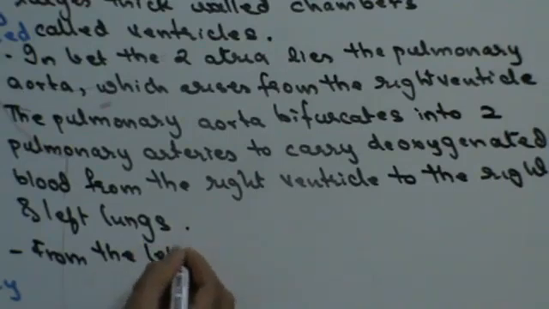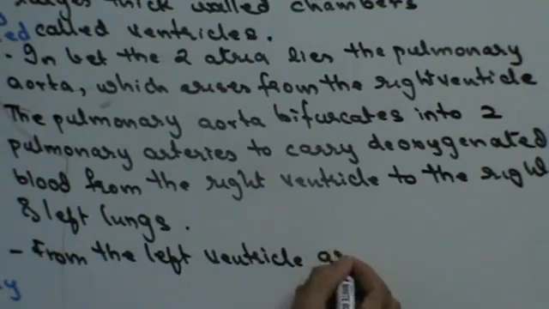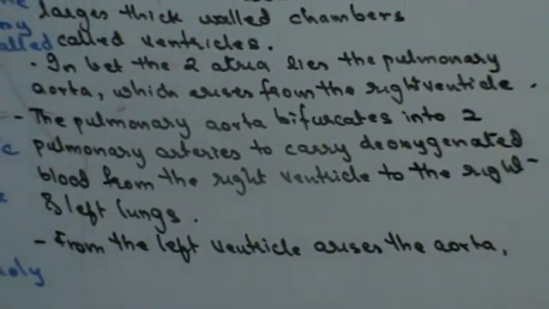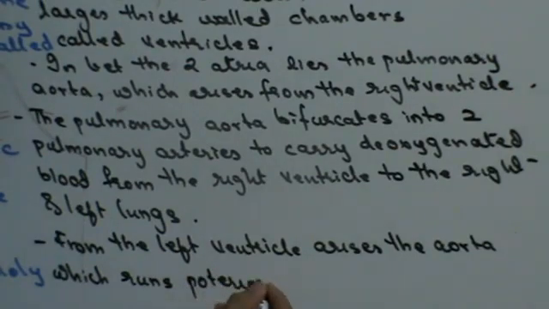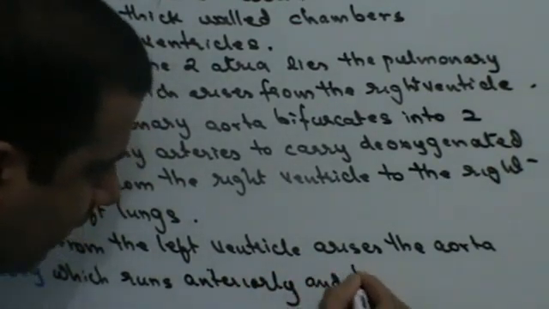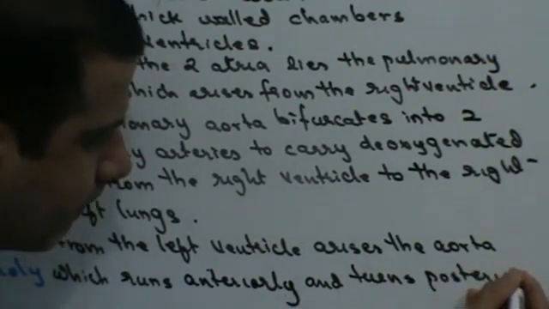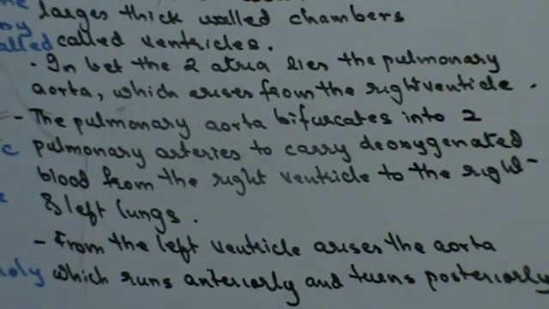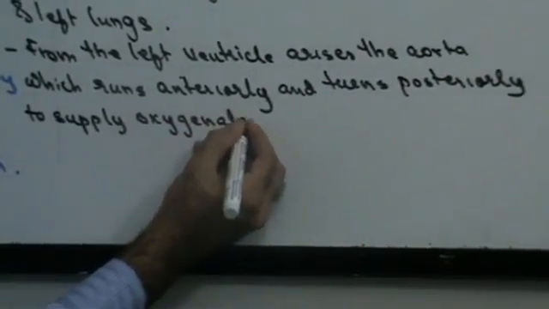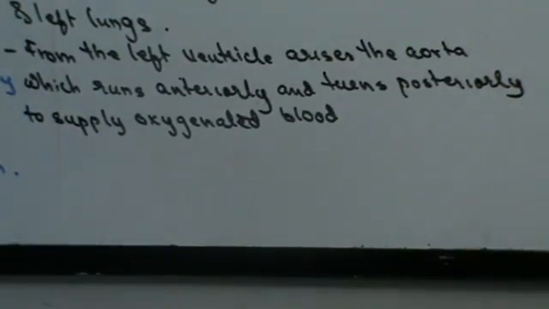From the left ventricle arises the aorta, which runs anteriorly first and turns posteriorly, to supply oxygenated blood to different parts of the body.